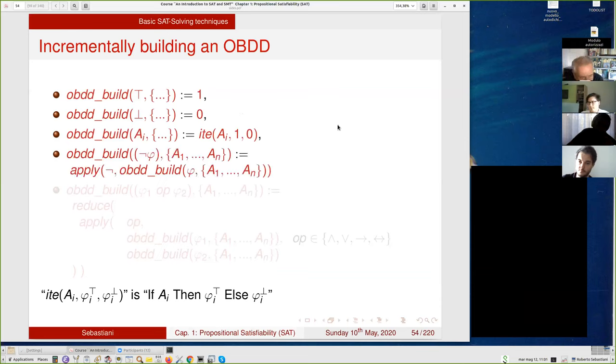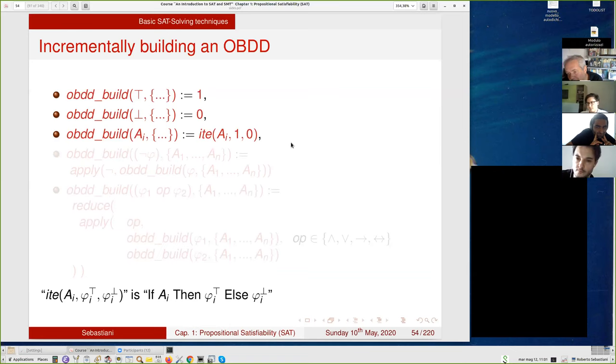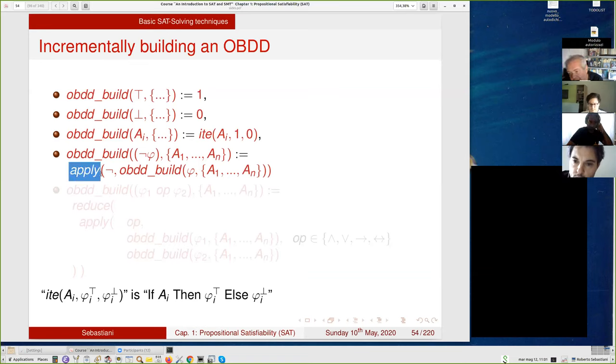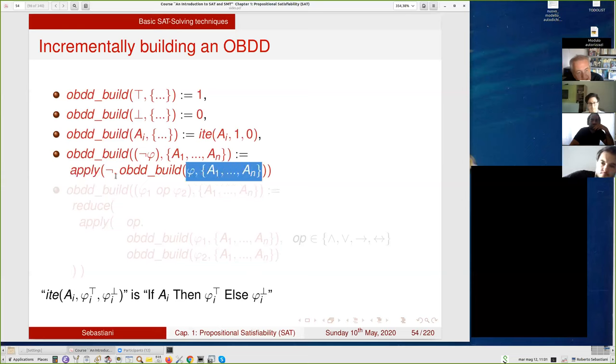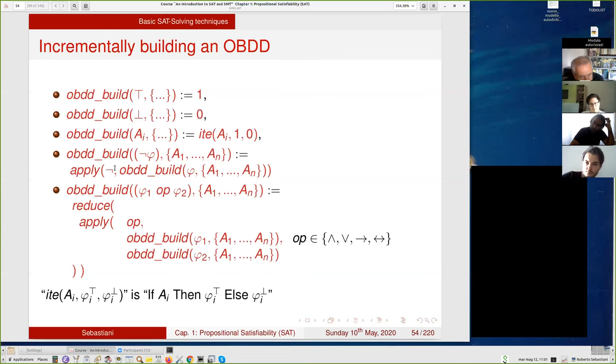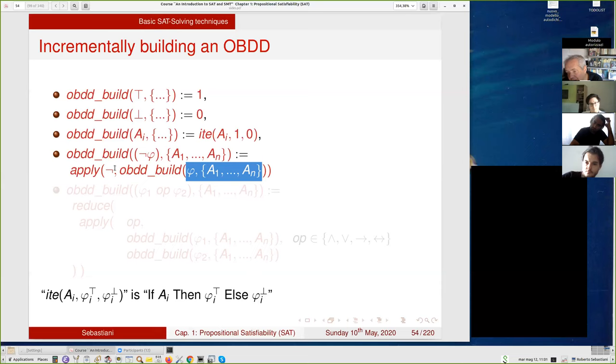A little bit more complicated is how you apply Boolean operators. You have an ad hoc operator to manipulate formulas, which is called apply, which I will define in the next slide. So the OBDD of not phi, given the order A1 to An, is: first I build the OBDD of phi, and then I apply not to the OBDD. I will show on the next slide how to do that. The not is easy: substantially it is inverting the one node with the zero node.